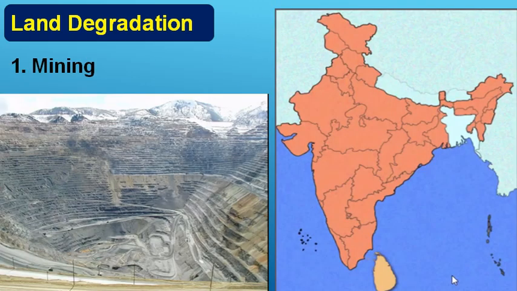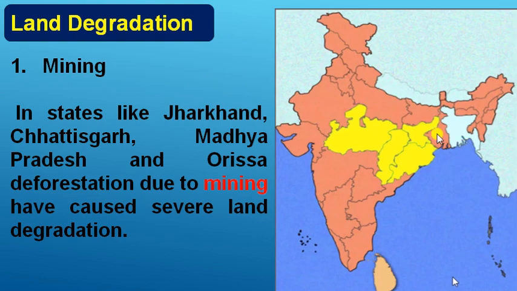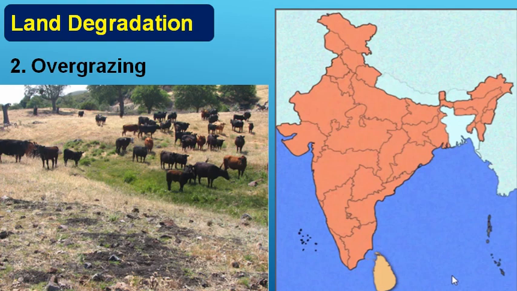Talking about mining, now which are the states that are affected due to mining? The states are Jharkhand, Odisha, Chhattisgarh and Madhya Pradesh. Now all these states are affected. The reason is, in all these states there is deforestation. The reason is mining, and this is the reason for land degradation.